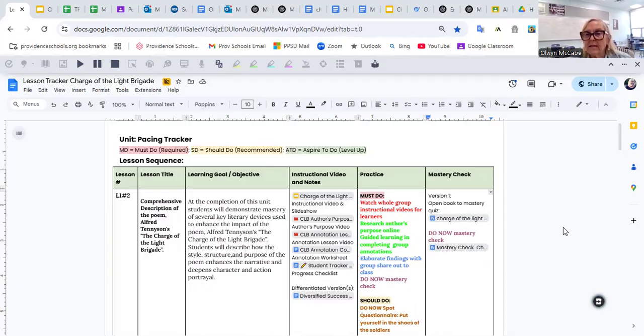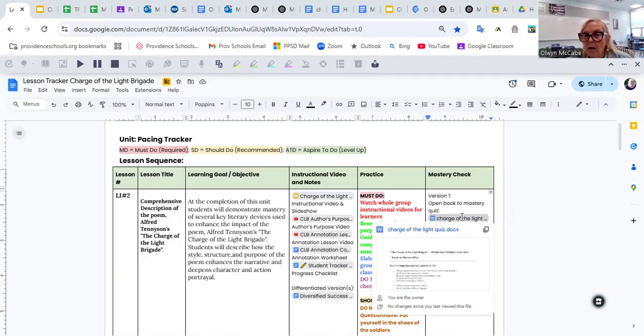And then they get to take an open book assessment, a mastery assessment, and it's a 40-question quiz about the purpose of the poet in writing the Charge of the Light Brigade, the structure of the poem, and the literary devices used by the poet in the poem.